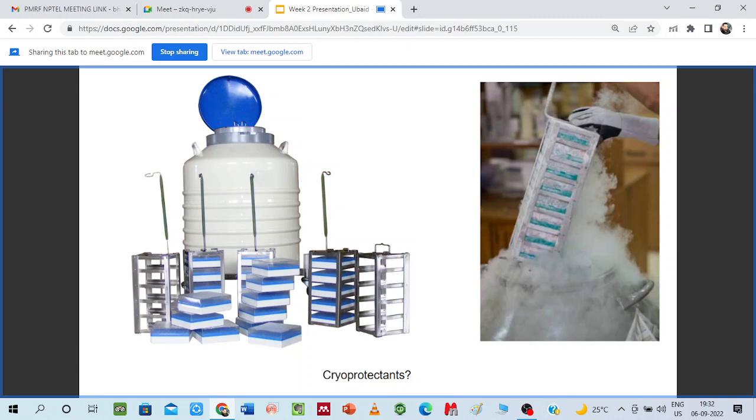So when you thaw the cells after 1 or 2 years, you have to remove this media which contains DMSO, and you have to put the fresh media which contains only FBS and this defined media. So I hope this is clear.